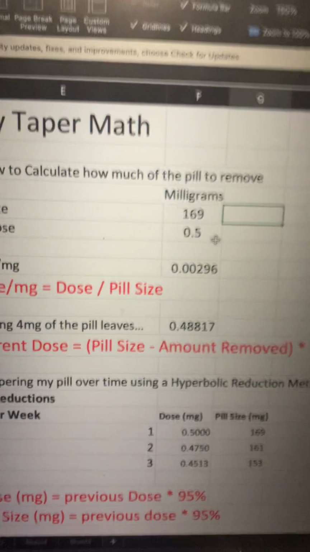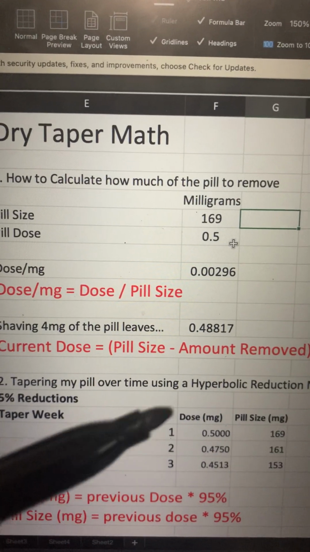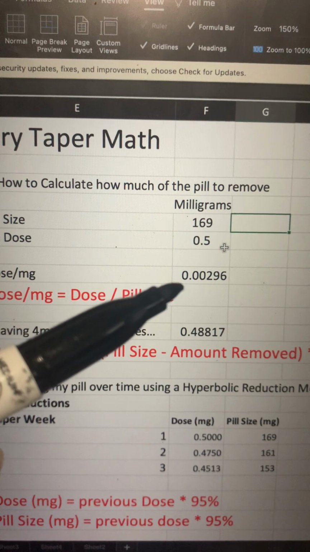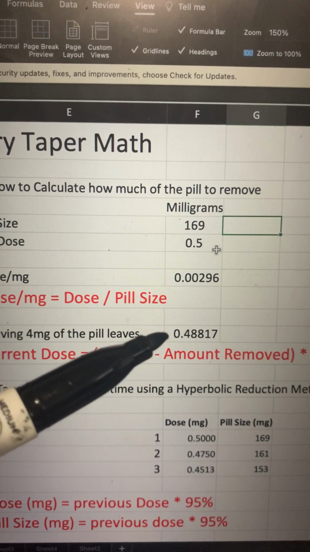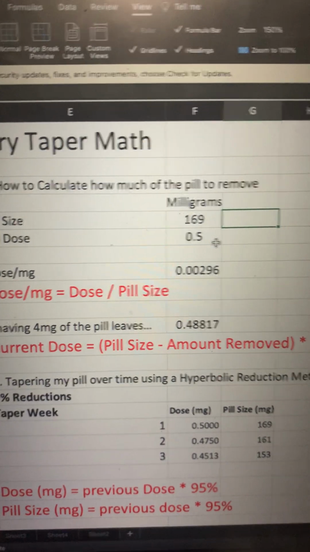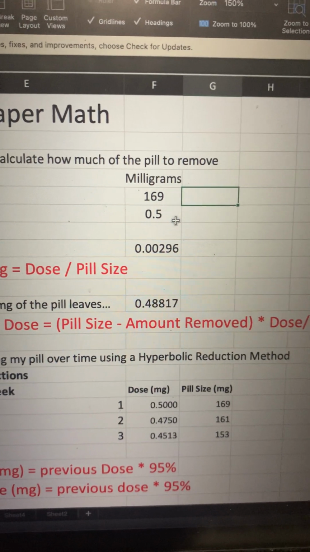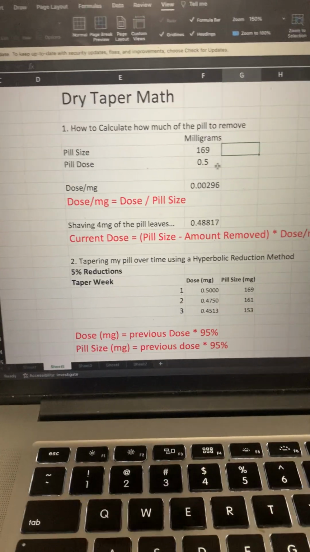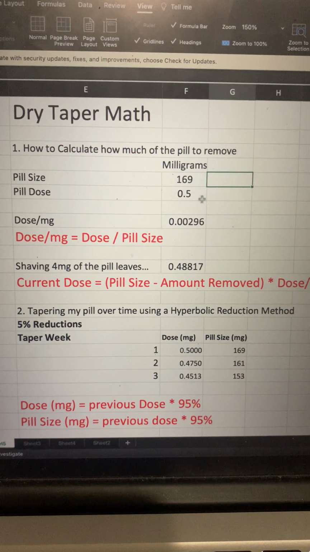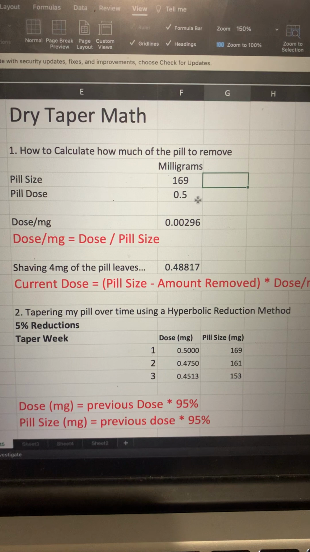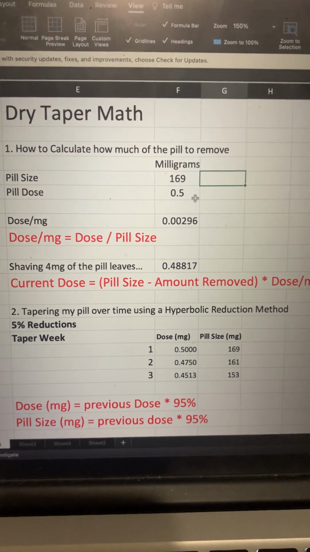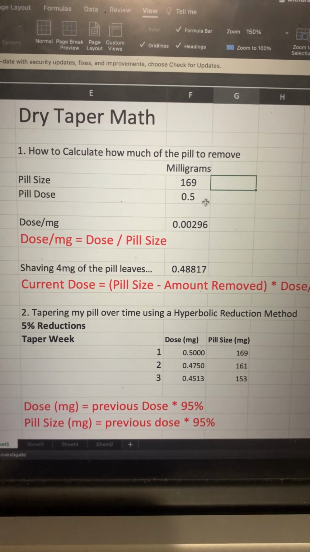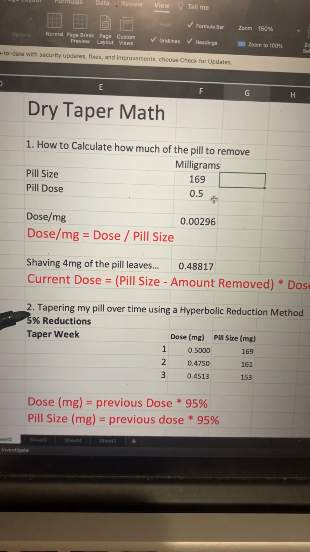You can see here this is done to the precision because this isn't truly rounded, it's the actual number, so it would be 0.48817, but you get the gist here, okay? All right, so that should explain how you calculate how much of the pill to remove. Now, next thing we're going to go over is tapering my pill over time using a hyperbolic reduction method, right? And you can see here that I've highlighted that we'll use a 5% reduction, right?